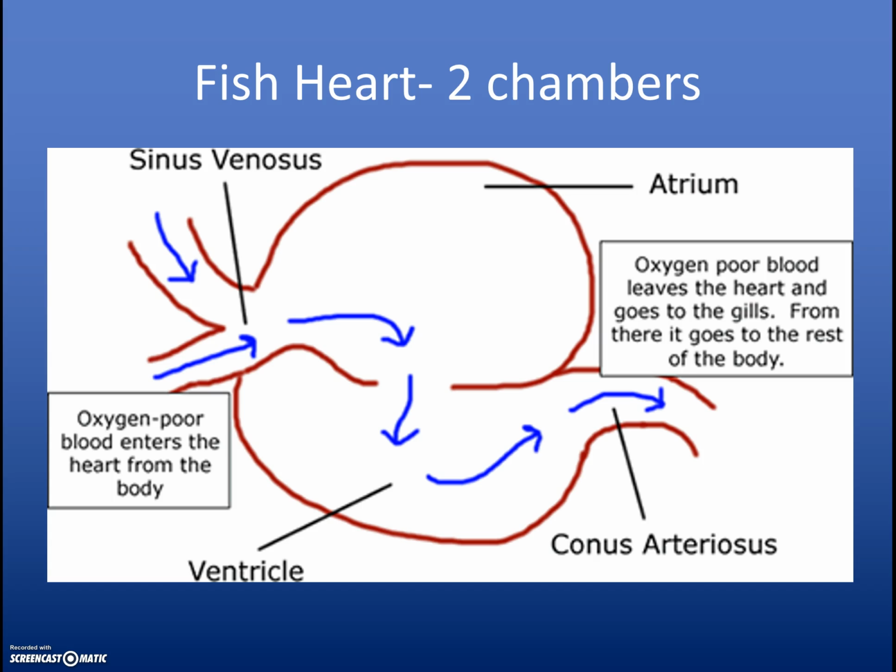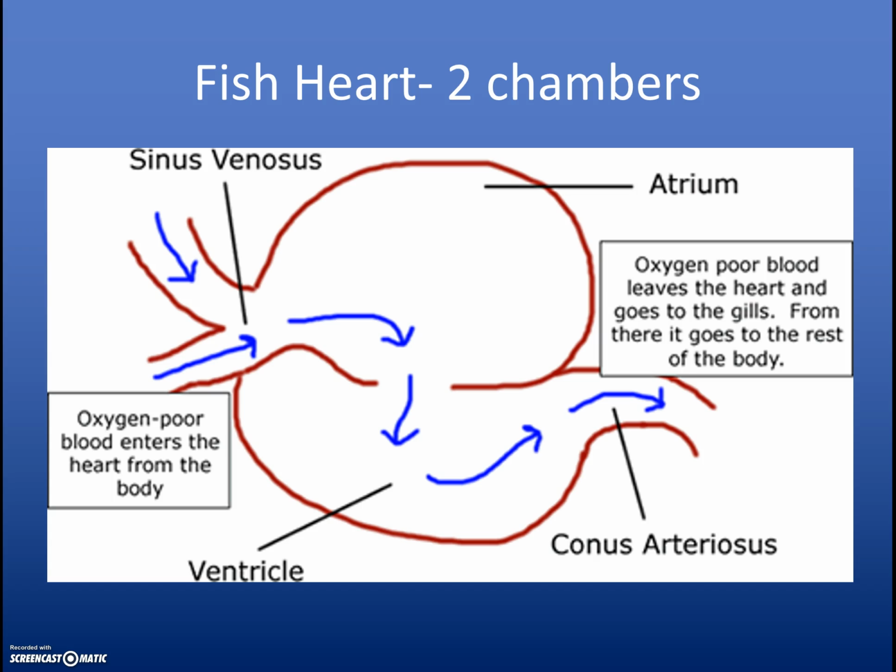Now let's actually explore this a little bit more in detail. As you can see here, oxygen poor blood, that we also refer to as deoxygenated blood, flows into the fish heart through the sinus venosus. The blood then fills the upper atrium, which contains a thin layer of muscle. From the upper atrium, blood is pumped into the lower ventricle, which actually contains a thicker layer of muscle than we find in the atrium.